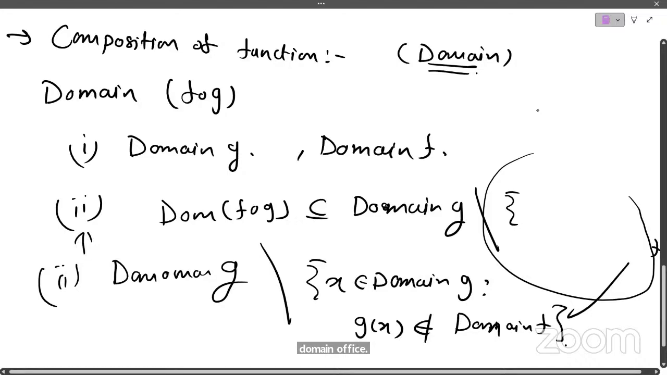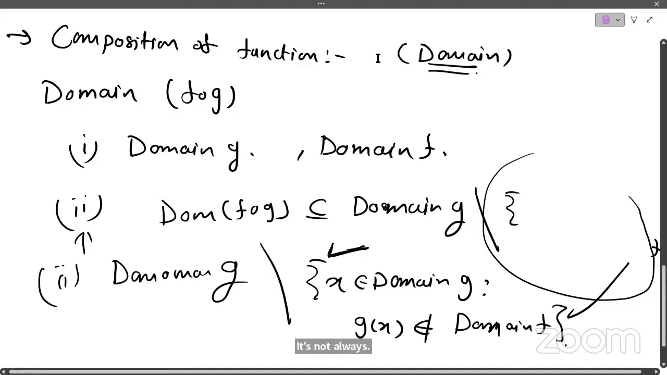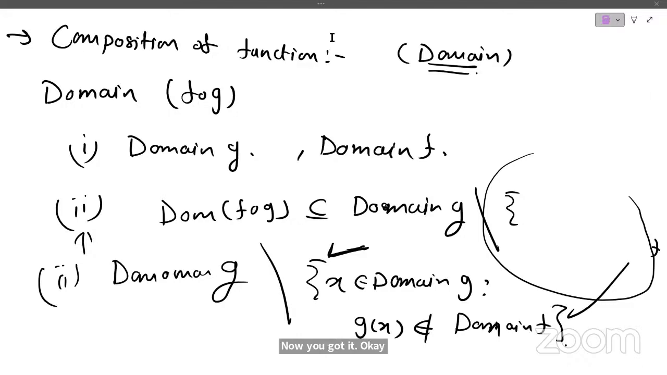That means your f should be defined on g of x. If f is not defined on g of x, then how would you define F composite G, right? So that is my point. For this, you don't have to go for the whole range. Intuitively you will know that this is the point x such that g of x won't belong to the domain of F, because only one or two points will be missing. It's not always. Now you got it? Yeah, ma'am. Okay, fine.